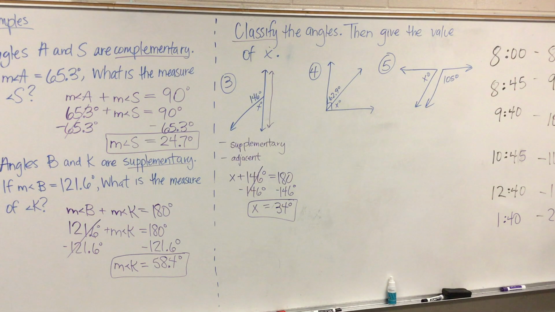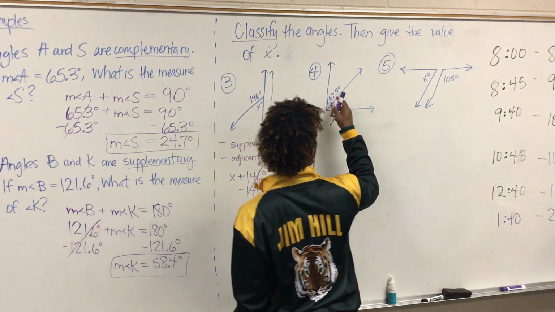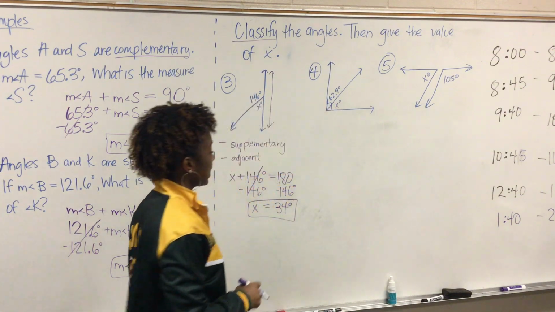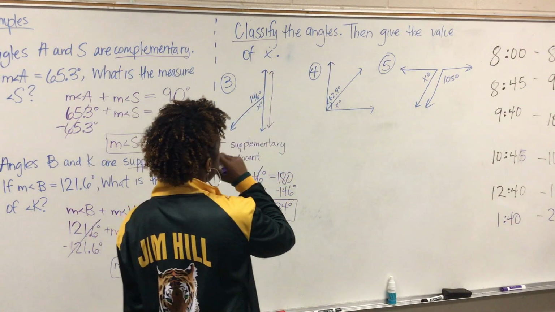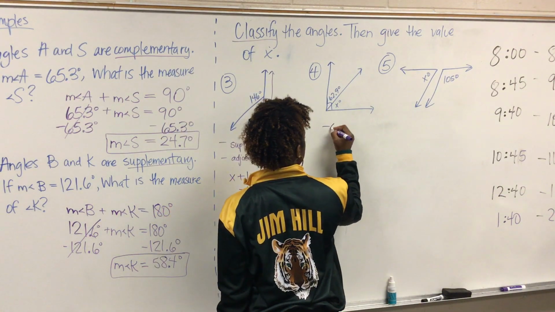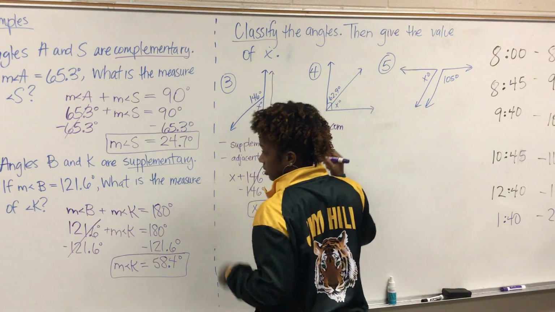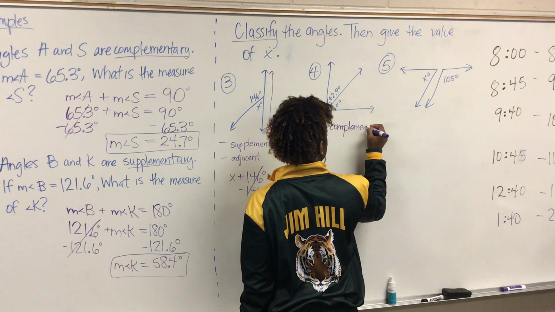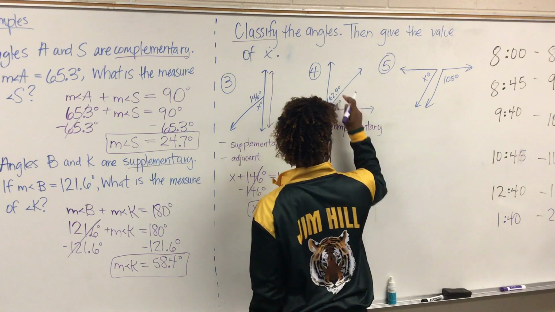You can pause at this time. So we have number 4, 62.9 degrees, and then we have x degrees. One thing that allows me to notice that this is complementary is that I see the right angle box. So I know that this angle is complementary. And they are adjacent.